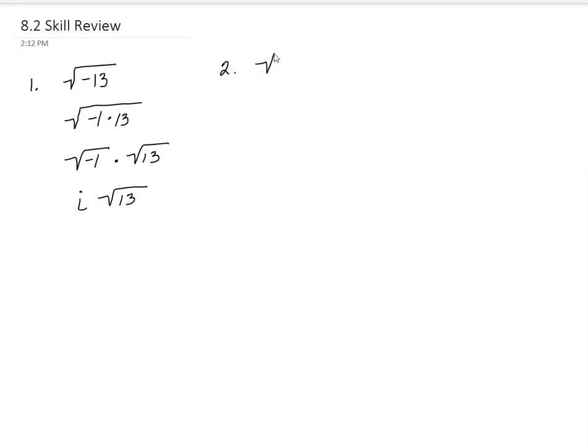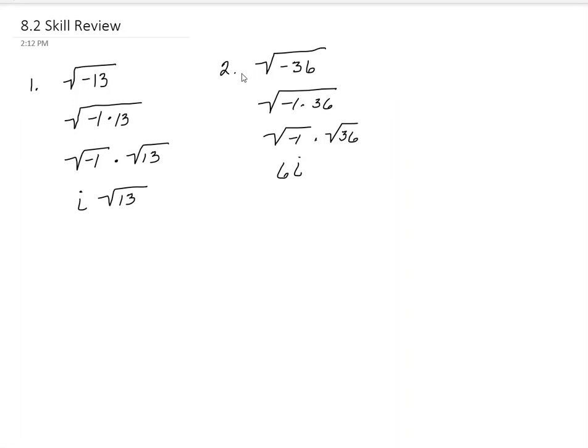Problem number 2. I have the square root of negative 36. Again, I have a negative under the radical sign, so I can automatically know that I'm having an imaginary number. And I can break this up into negative 1 times the square root of 36. Square root of negative 1 times the square root of 36. Square root of negative 1 is i, and the square root of 36 is 6.